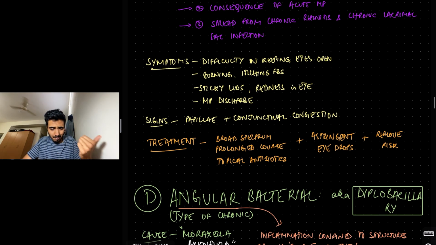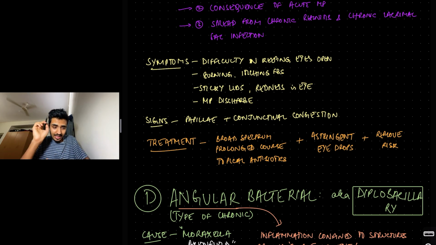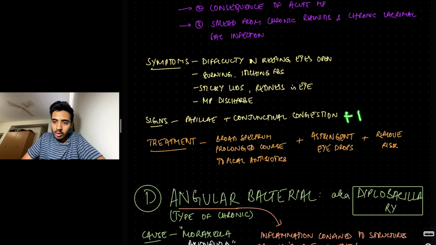Symptoms, again, are the basic generic common symptoms like difficulty in keeping the eyes open, redness of the eye, burning sensation, itching sensation, foreign body sensation, stickiness, blurring of vision, mucopurulent discharge, whatever you saw in the previous ones, but more of chronicity. And signs, as I told, what are the 2 things, and mucopurulent discharge?